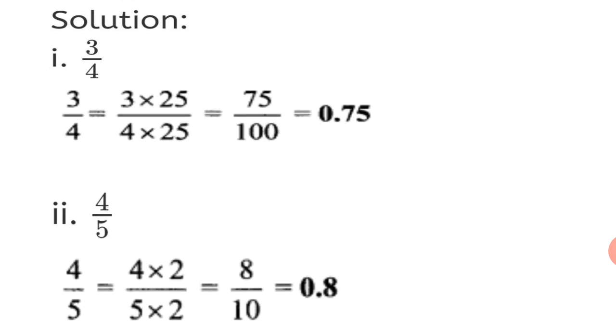Second sum, 4 upon 5. Now look at denominators please. We want to make a fraction with denominator 10, 100 or 1000. Can we get 10? Yes. 5 twos is 10. So we multiply by 2. The fraction 4 upon 5 is multiplied by 2 in numerator and denominator. This is equal to 8 upon 10 is equal to 0.8. Decimal point before one digit.